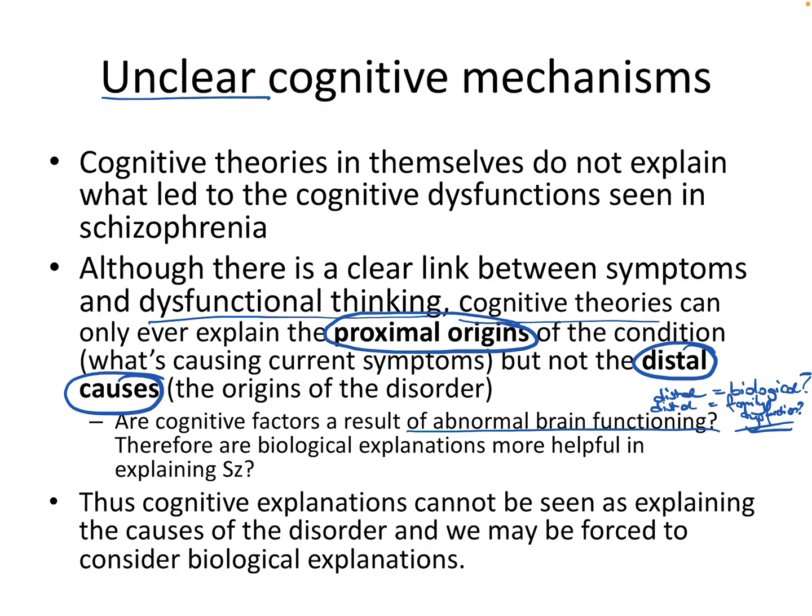So, cognitive dysfunction, issues with central control and dysfunctional meta-representation don't actually explain the onset of the disorder. It can only explain particular symptoms that schizophrenics seem to suffer from. Thus, the cognitive explanations cannot be seen as explaining the causes of the disorder, and we may be forced to turn to other explanations like biological or other psychological explanations like family dysfunction. Cognitive explanations in themselves are incomplete.